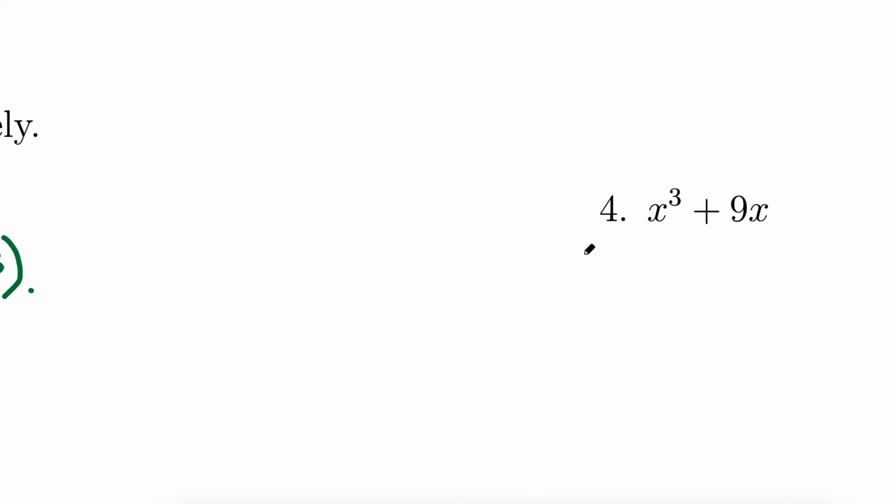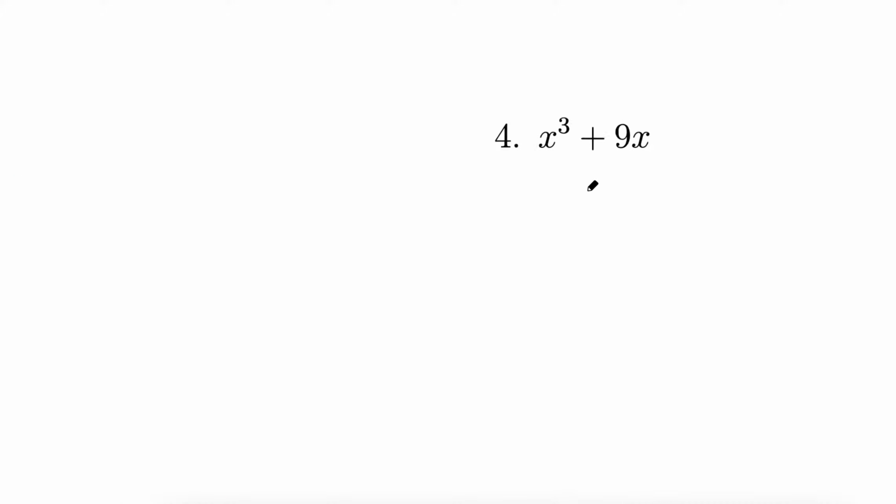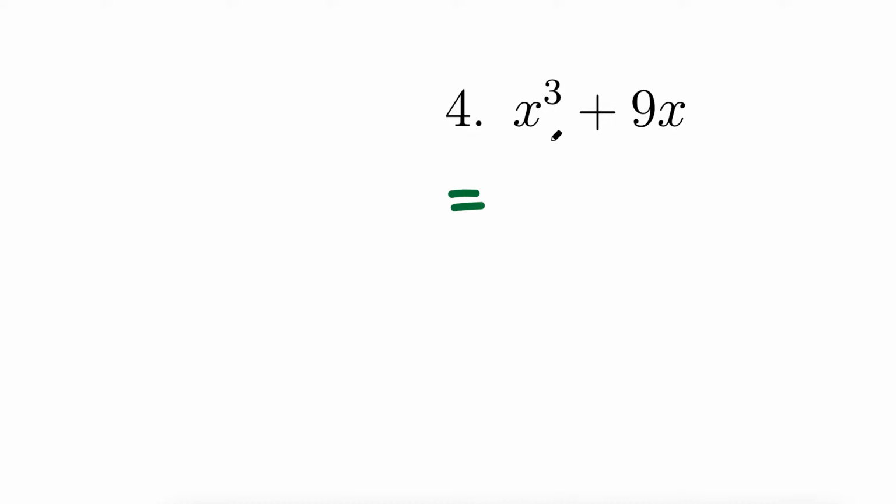So let's go to number 4. X cubed plus, sorry, 9x. Here we can factor x out. That leaves x squared plus 9. Okay. By the way, it's a sum of 2 squares, because 9 is 3 squared, but it does not factor. Sum of 2 squares does not factor. That's it.